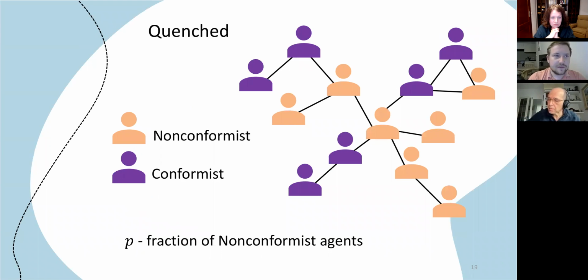And then there was a question: what will happen if I change the type of randomness? Because that was the result for the annealed case. What will happen if I have the same model, but with quenched randomness? So basically, I take my whole network and with some probability p, I decide that this agent will be the conformist for the rest of the simulation, and this agent will be the non-conformist for the rest of the simulation. So this time, p will describe the fraction of non-conformist agents in the system, in some sense.